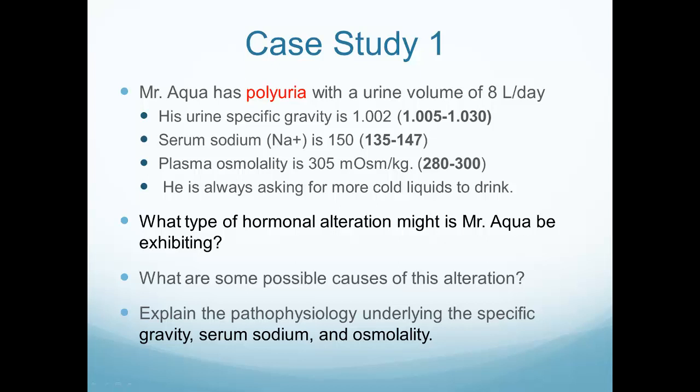The urine specific gravity, we did talk about the pathophysiology already. The specific gravity is low because the patient's producing lots of dilute urine. The serum sodium and serum osmolality are high because the patient is dumping lots of volume and concentrating their serum.